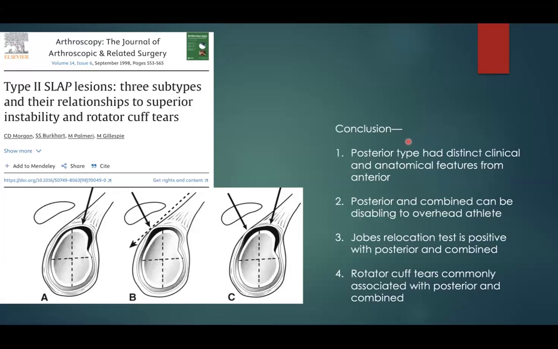Posterior and combined can be disabling to overhead athletes. Jobe's relocation test is positive with posterior and combined. The rotator cuff tears are most commonly associated with posterior and combined.